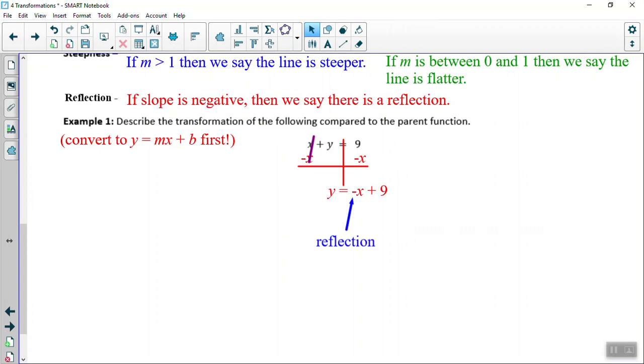Then we can look at the y-intercept. It's a plus 9. That means that we have a vertical shift up 9 units. The positive 9, the positive part tells us that we shifted up.